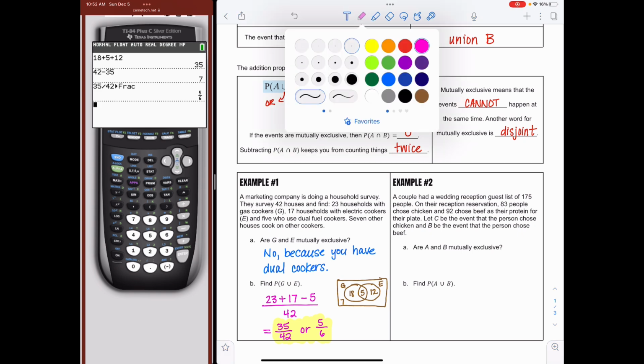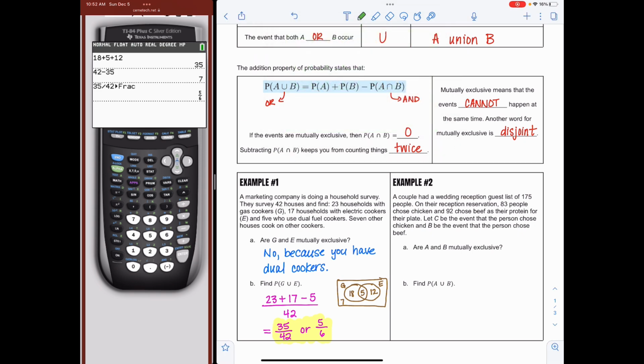All right, if we look at example 2, it says a couple had a wedding reception guest list of 175 people. On their reception reservation, 83 people chose chicken, 92 chose beef as their protein for their plate. Let C be the event that a person chose chicken and B be the event that a person chose beef. So the question is asking, are C and B mutually exclusive? The answer would be yes, because anytime you reserve for a reception, you normally choose one meat.